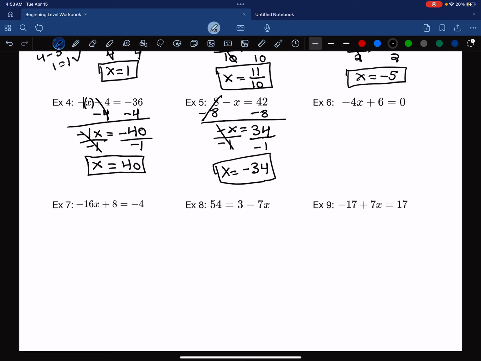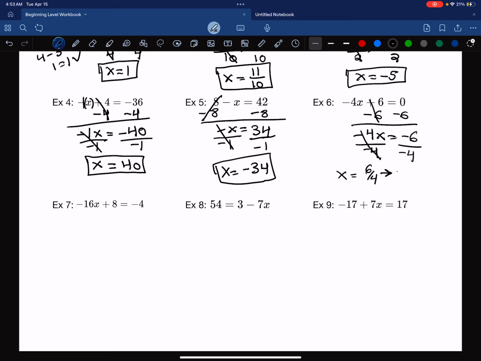And then looking at example 6, we have negative 4x plus 6 equals 0. To solve for x, we're going to subtract 6 on both sides. So these 6's cancel. We get negative 4x equals negative 6. And if we divide by negative 4, these 4's cancel. And then we get x equals negative 6 divided by negative 4. And then because we're dividing two negatives, this becomes a positive.